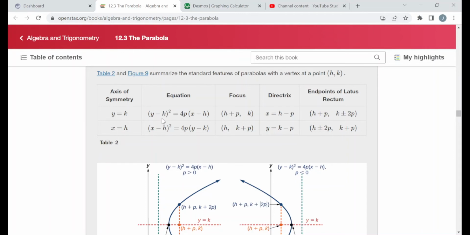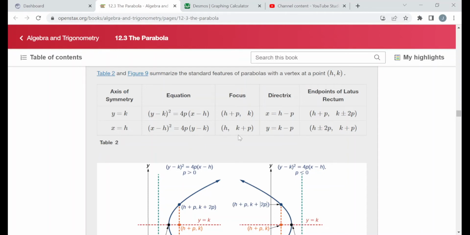Either (y minus k) squared equals 4p times the quantity (x minus h), or (x minus h) squared equals 4p times the quantity (y minus k). And in these forms, the vertex of the parabola is at the point (h, k), and the value of p, you see this 4p here, the value of p tells you where the focus is going to be.